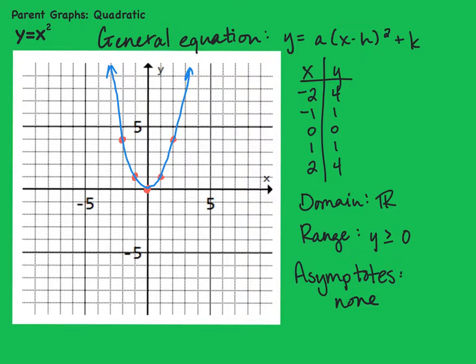Back to specifying the locator point, which is the vertex on a parabola. And when I refer to the locator point, I'm saying what is HK.